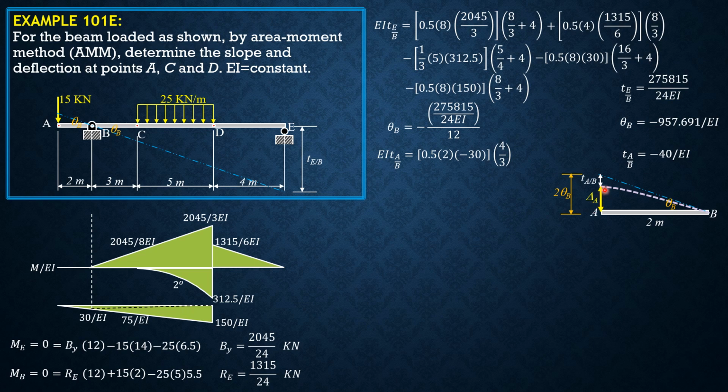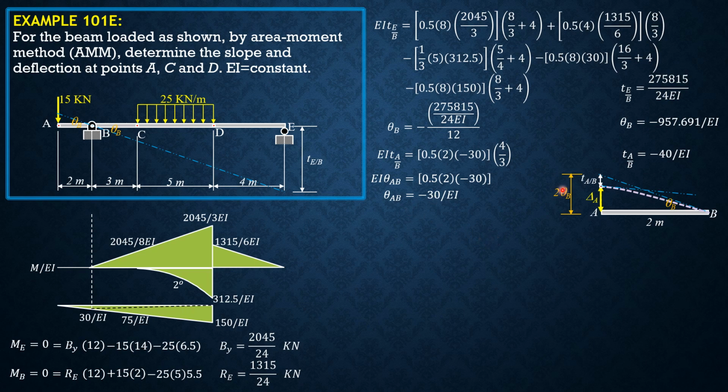Likewise, let's compute the rotation between the tangents at A and the tangent at B. Because the area is negative, so it is negative. So this is the tangent at A. Because theta AB is less in magnitude compared to theta B. Theta B is 900 plus. So it will be sloping downward also. EI theta AB is this area, 0.5 of 2 times negative 30. So it is negative 30 over EI.